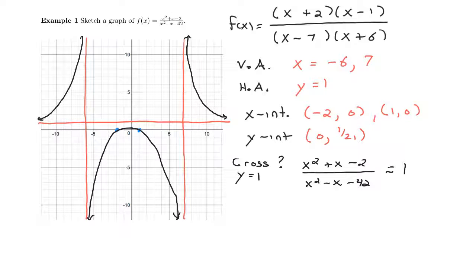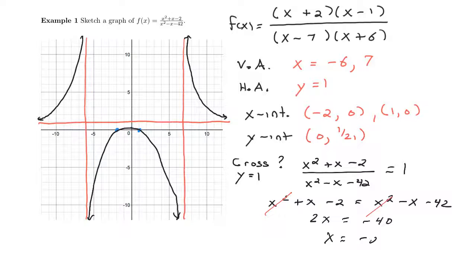To solve this messy equation for x, I can multiply both sides by the denominator on the left, which gives me x squared plus x minus 2 is equal to x squared minus x minus 42. And this is nice because the x squareds cancel. I can add x to both sides, which gives me 2x, and I can add 2 to both sides, which gives me negative 40, and if I divide both sides by 2, I get negative 20.